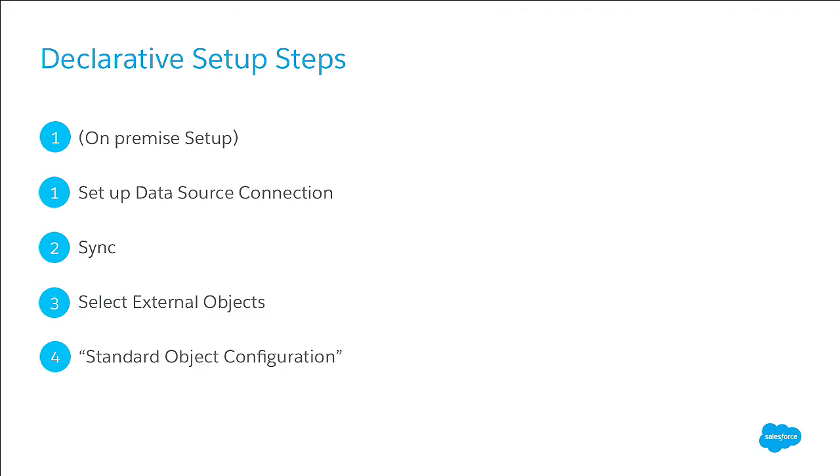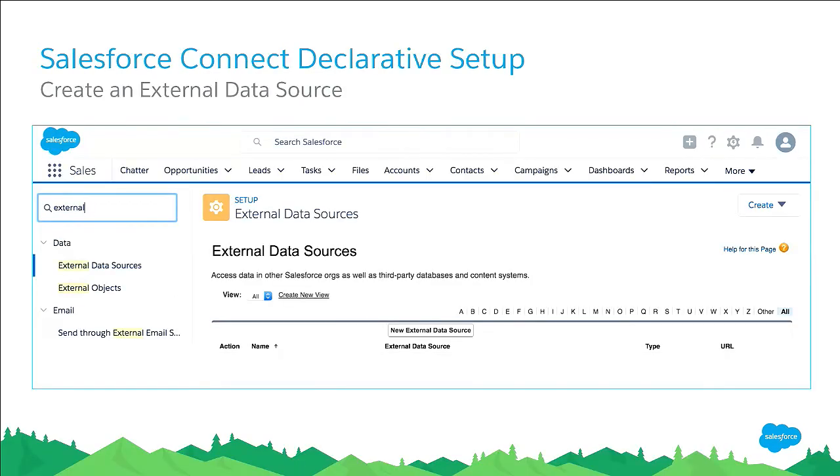Then I do a sync, which is essentially saying, what are all the tables and fields from that external data source? Don't worry, we'll go through all this. I select my external objects that I want, and then Salesforce creates those within Salesforce, and then I do all that standard configuration that you'd normally do. So page layouts, linking the object to other objects in Salesforce, either other external objects or normal objects.